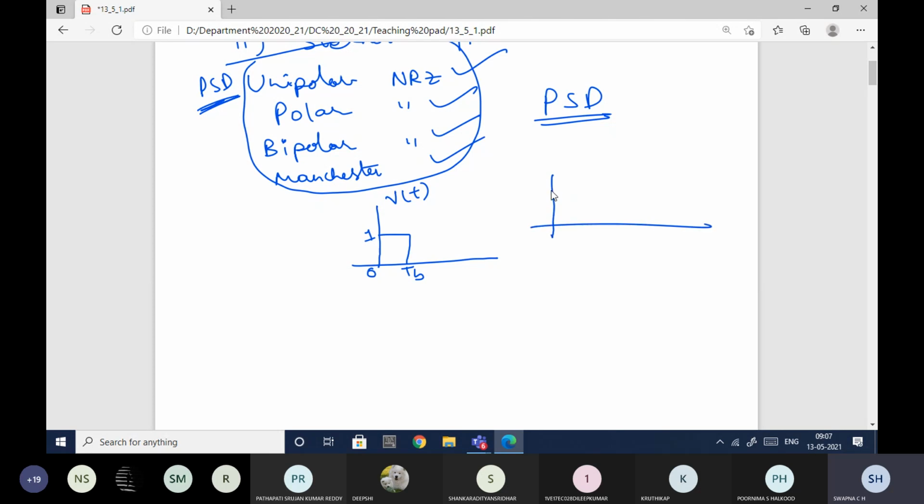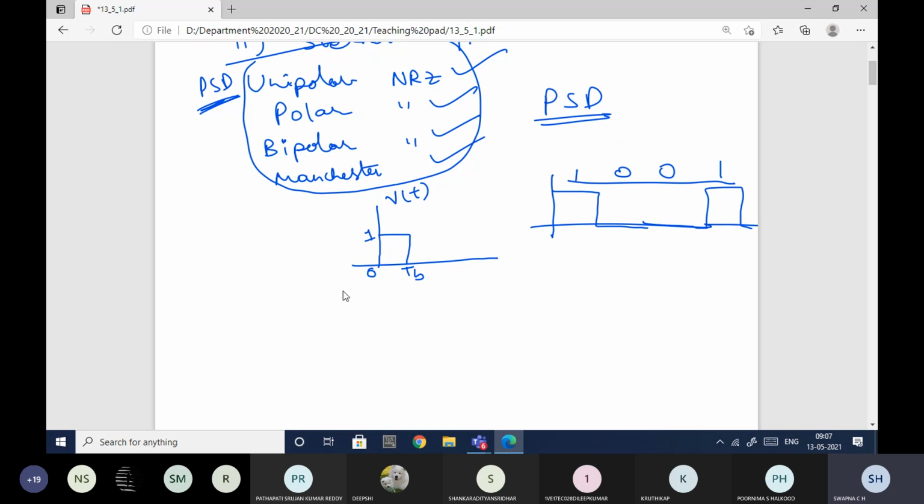But in my unipolar NRZ, how will it be? I may have the signal: initially 1, next 0, so the amplitude should be 0. Then I need to have 1 like this. If this is the binary data, then my signal will be in this way.